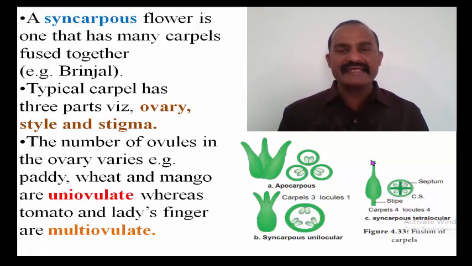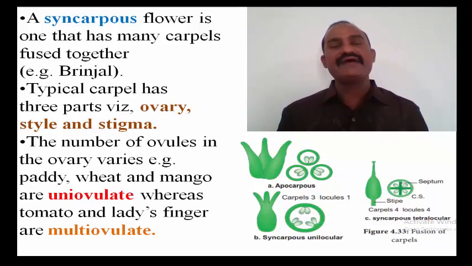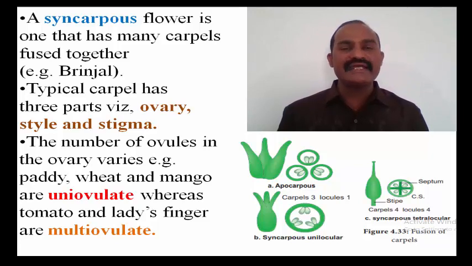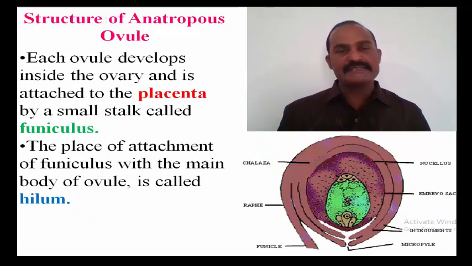In paddy, wheat, or maize, you have a single ovule, and when a single ovule is there, that ovary is called uniovulate. When you consider other plants like tomato and ladyfinger, where more than one ovule is present, that condition is called multi-ovulate or polyovulate. As far as the ovule is concerned, we are going to see the structure of an anatropous ovule.